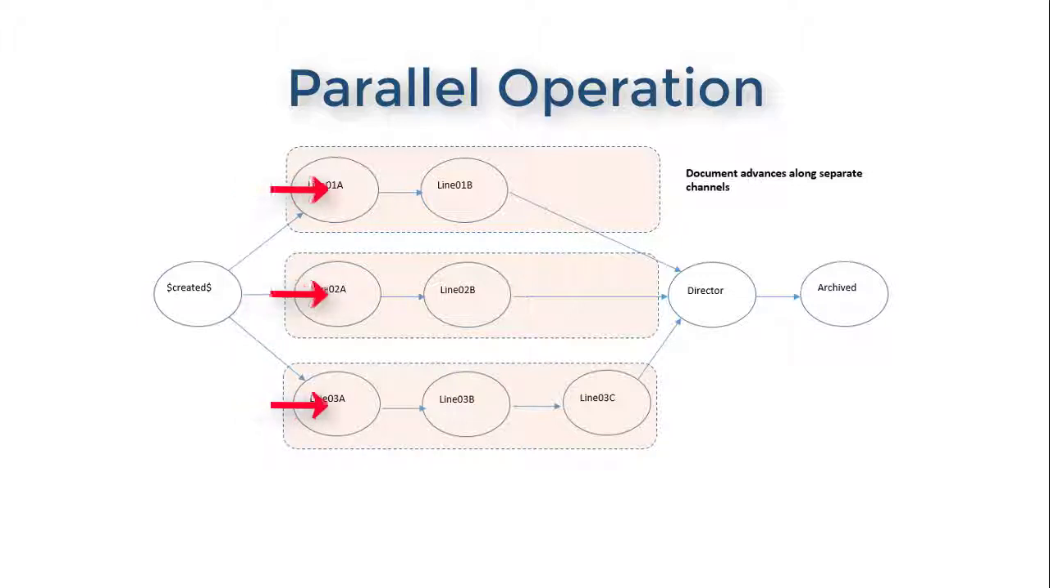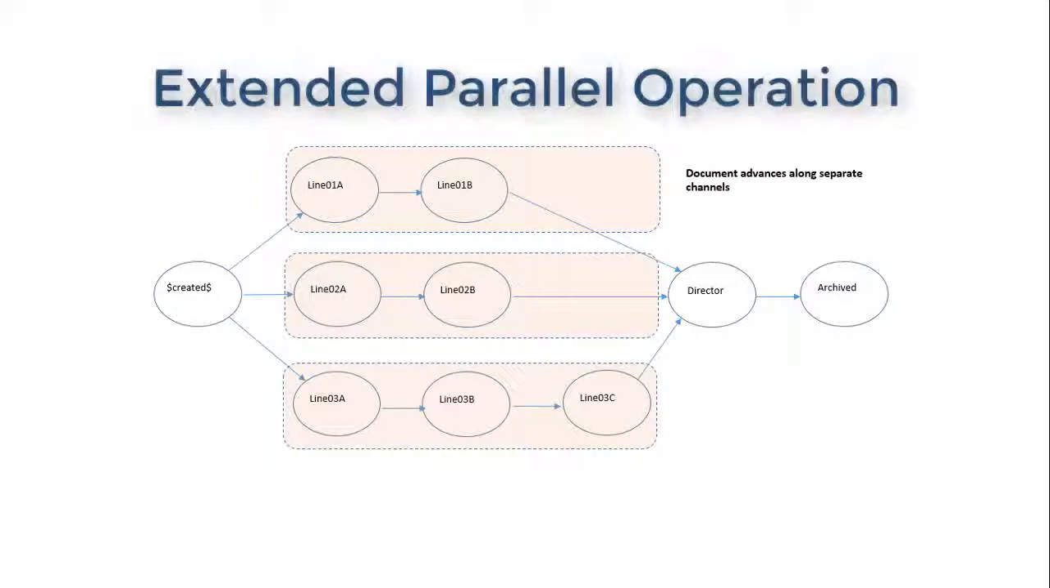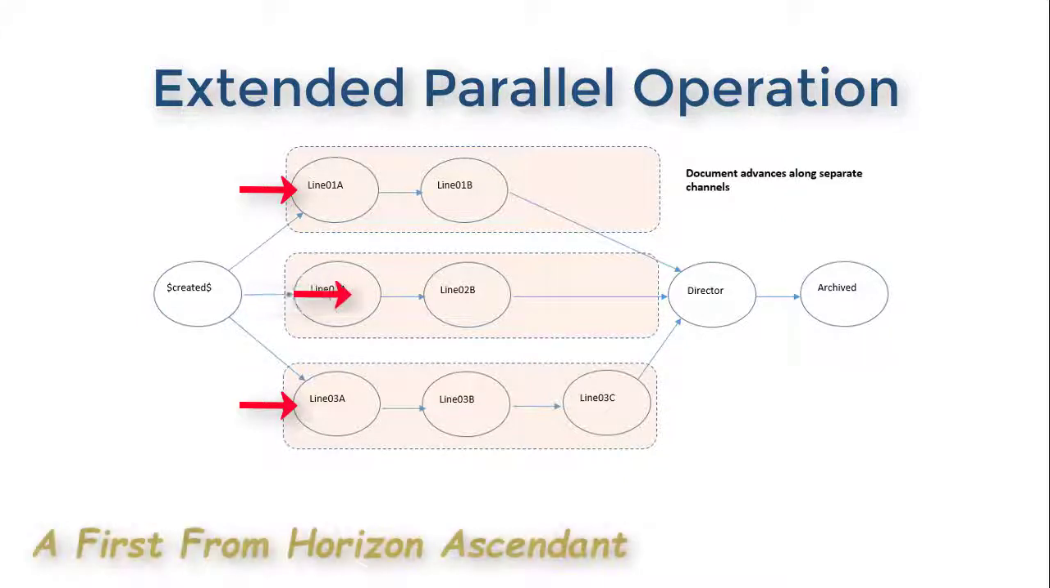In a standard parallel operation, an actor from each of the different constraints or roles must intervene for the document to advance. An extended parallel state, however, allows a document to advance along separate channels in parallel. The workflow document here can advance from line 02A to 2B without, for example, waiting for line 01A to advance to line 01B, and so on and so forth, or any combination therein.